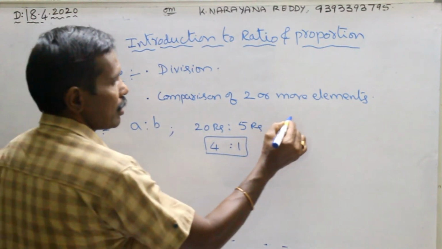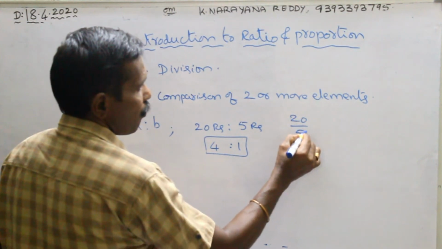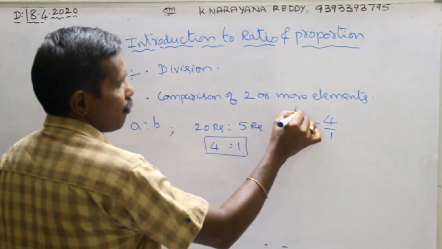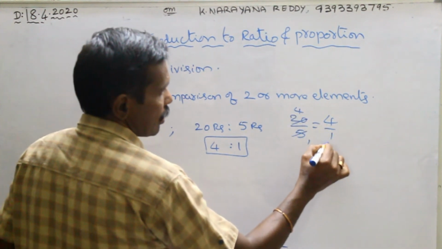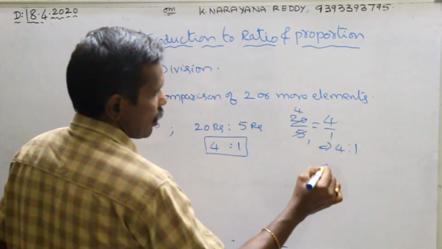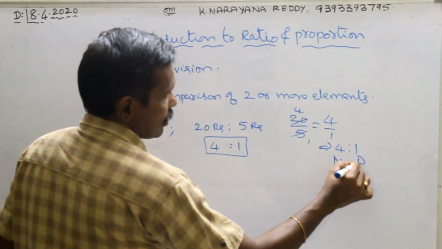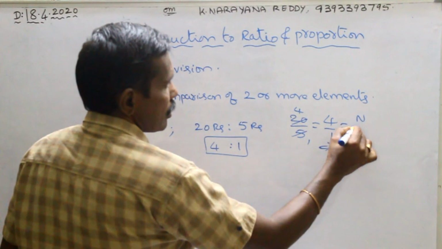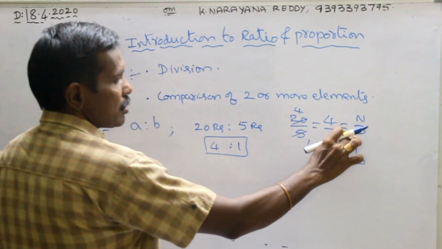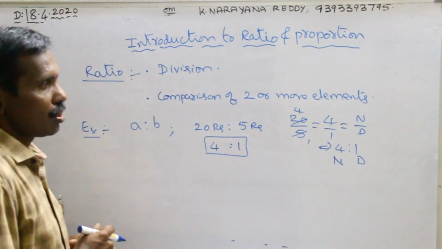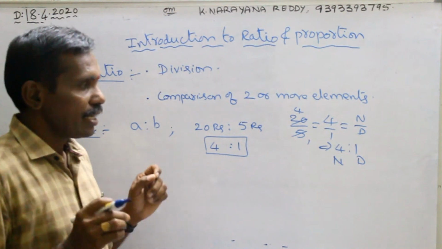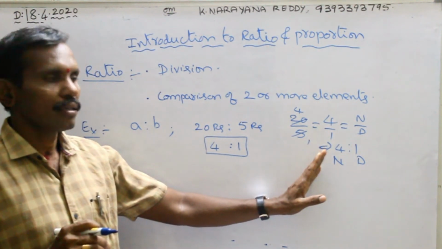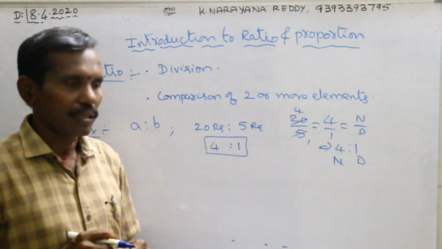That is nothing but 20 divided by 5. 4 by 1. This is nothing but 4 is to 1. This is numerator, this is the denominator. Here also, this is numerator, this is denominator. Okay, dear friends, don't worry about ratio, which is very easy. Left side is numerator, right side is denominator.